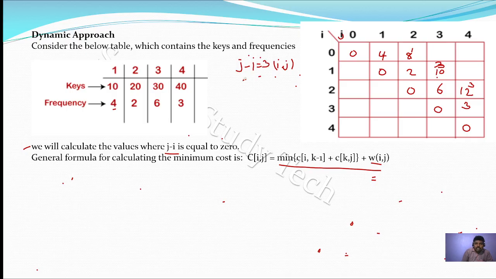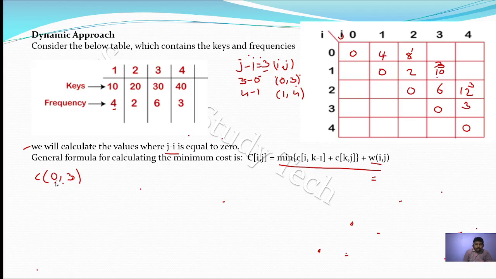When j minus i equals 3: here it is 3 minus 0 equals 3, and 4 minus 1 equals 3. That is, i value 0, j value 3, and here it is 1 comma 4. So we have to find 0 comma 3 and 1 comma 4. Here 3 means at a time you can consider 3 keys. Here the cost of 0 comma 3.